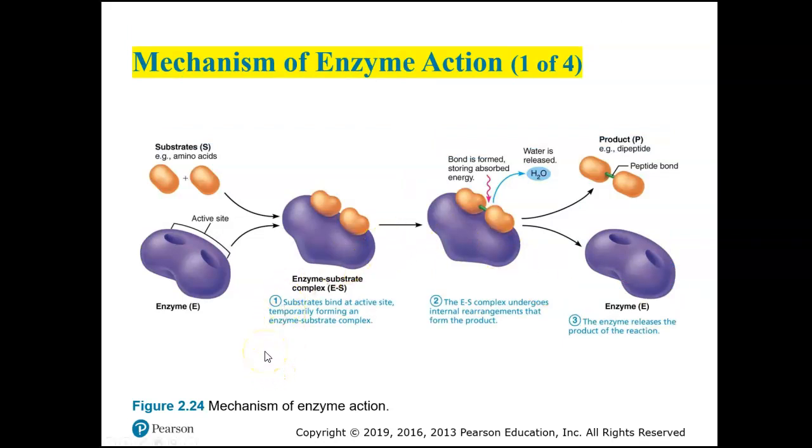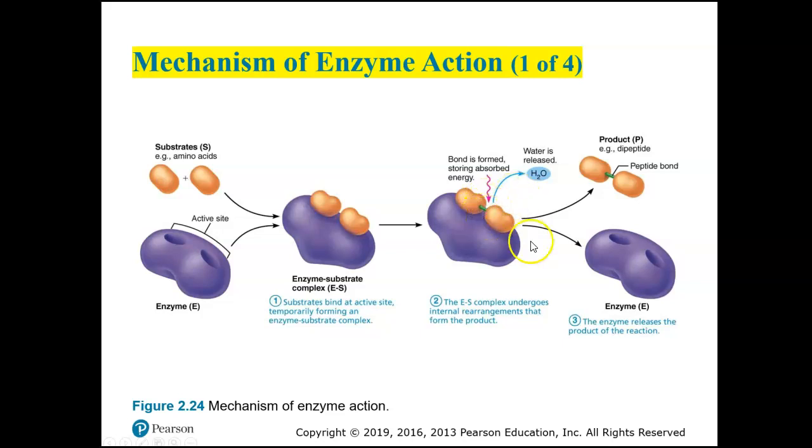This is a diagram of the way the enzyme works with its substrate. You have 2 amino acids here as the substrates. This enzyme has an active site for both of them. The first step is that the substrates bind at the active site on the enzyme. They temporarily form an enzyme-substrate complex. Then in step 2, the enzyme-substrate complex undergoes internal rearrangements that form the product. Here, a chemical bond is formed between the 2 amino acids and water is removed. Remember, an H from one of the amino acids and an OH from the other one.